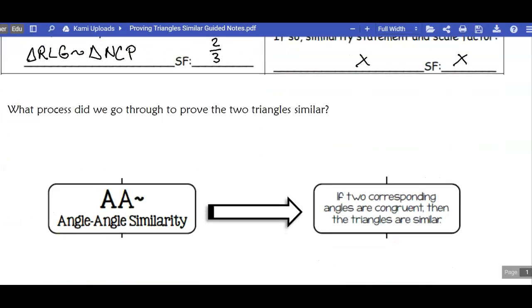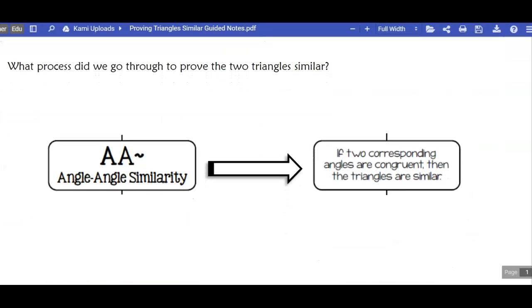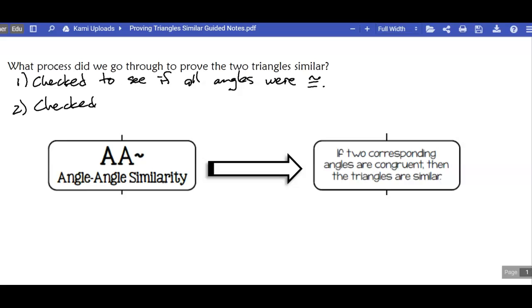So what process do we go through to prove the two triangles similar? Well, number one, we checked to see if all angles were congruent, and then number two, we checked to see if all sides were proportional. Okay, this is a lot of work.